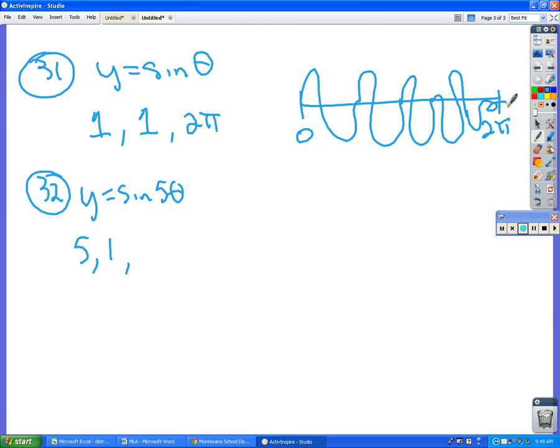Okay, that's an awesome sine graph. So your period for one of these is going to be 1/5 of the whole thing. So what's 1/5 of 2 pi? 2 pi over 5. That is good. Okay.